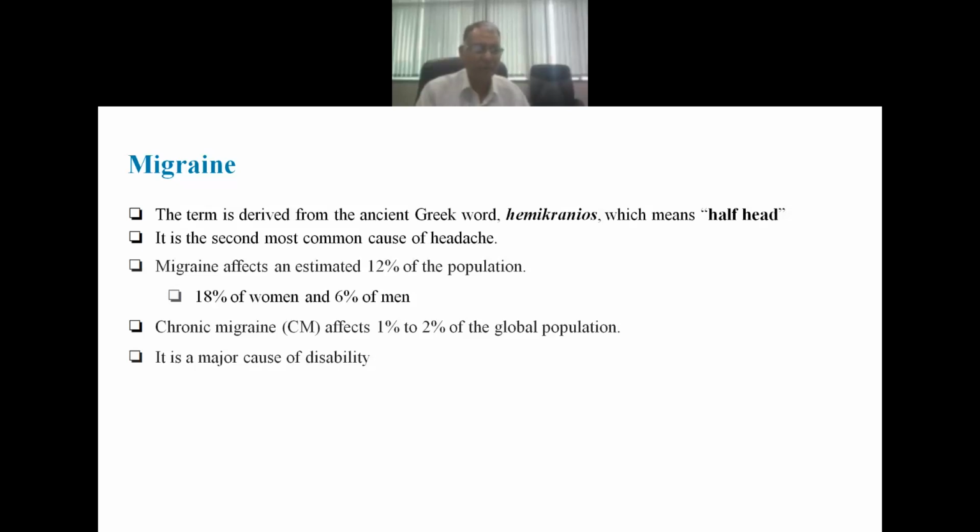And it is commoner in female gender, almost 3 times commoner as compared to men, 18% versus 6%. Chronic migraine, which I will be talking about just now, will involve nearly 1 to 2% of global population. Now you can calculate how many people are suffering from chronic migraine. They're definitely a very big cause of disability.